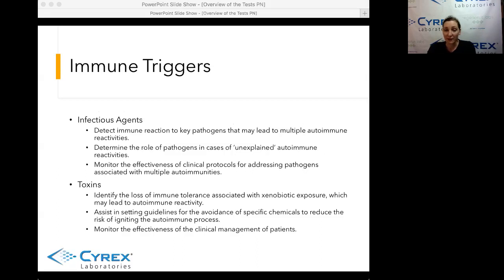So as well as food, of course, we're also looking at immune triggers. We're looking at infectious agents and toxins. So these panels help us to understand the role of environmental toxins, which of course are ubiquitous and play a significant role in breaking down barrier permeability and breaking tolerance. And it also helps us to have a look at infectious agents, which are an integral part of our immune relationship with our environment. And of course, infectious agents are possibly one of the most researched areas when it comes to triggers of autoimmunity.